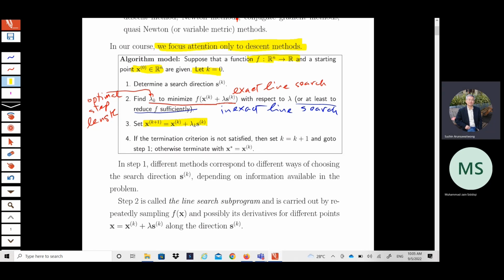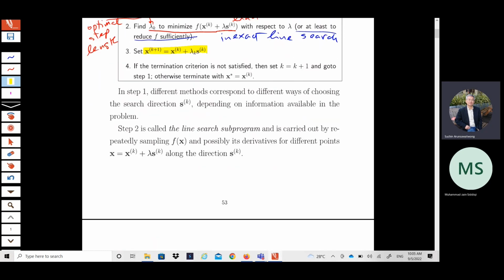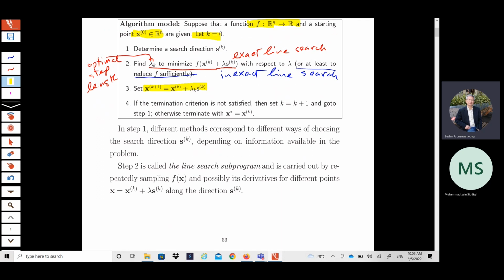The details in computing S and the details in computing the line search, the lambda k, are what I have assigned as homeworks, in which you have to work through this so that you can understand it better than just reading papers.